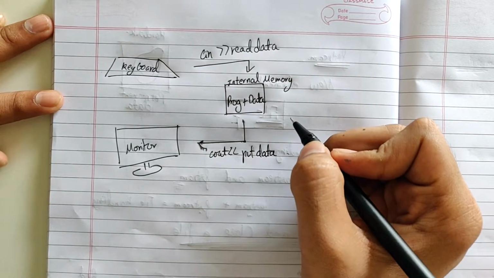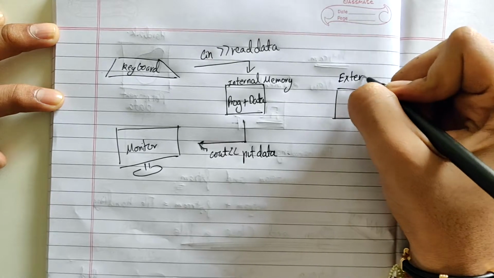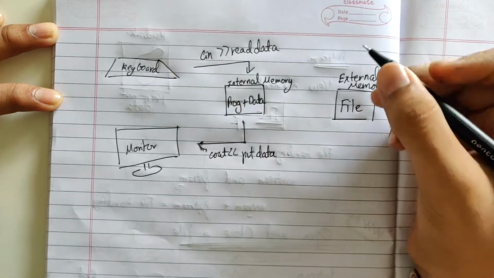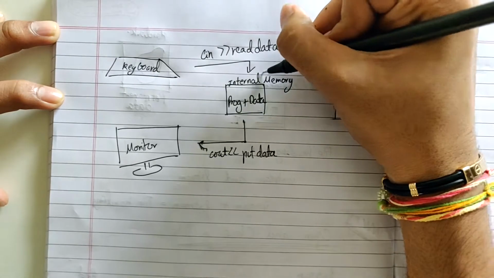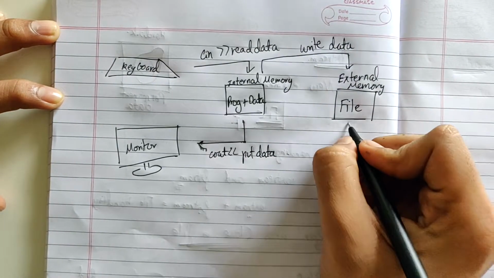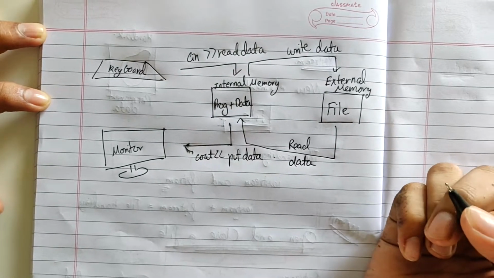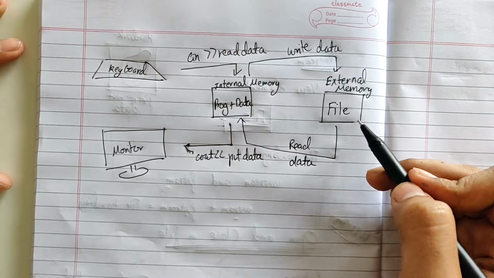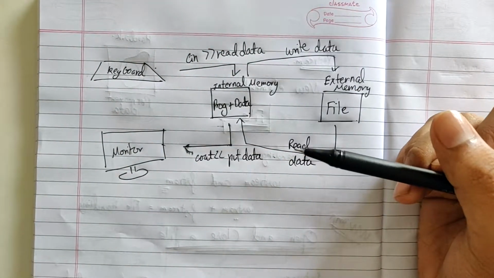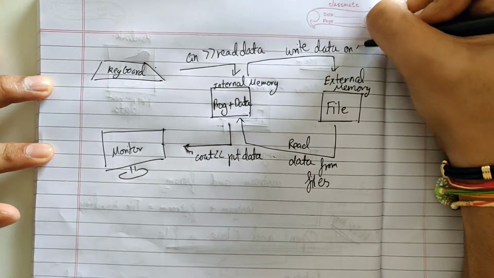Now the new element of this diagram is external memory. External memory is our file in this case. So this program can write data on the file, and it can even read data from the file. The file is on the hard disk. This is our temporary memory plus the program, and this is our input and output device. Read data from files and write data on files.